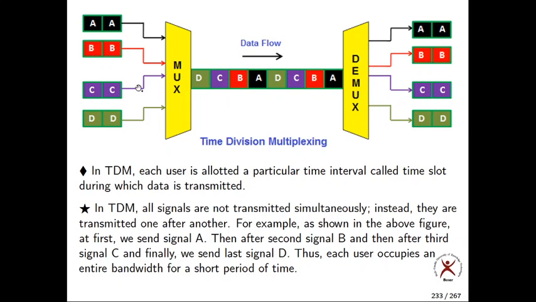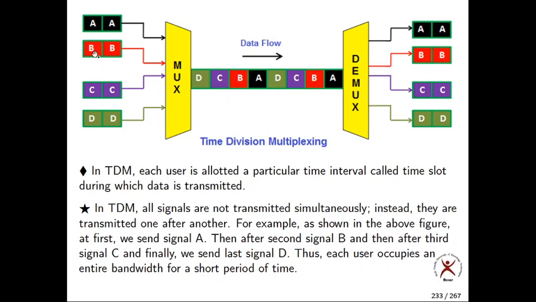Now here, what do we do? First user, second user, third user, fourth user. The first user has 2 symbols to be transmitted. The second user also has 2 symbols to be transmitted, and so on. Each and every user has 2 symbols to be transmitted. For each and every user we allot a unique time slot. So the first time slot is given to user 1, who will transmit the first symbol, A.